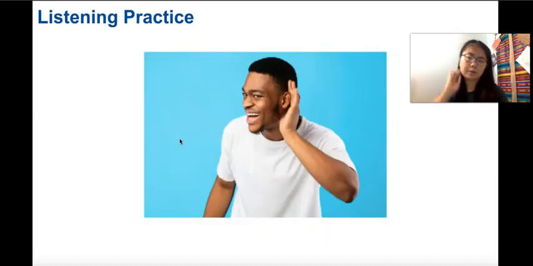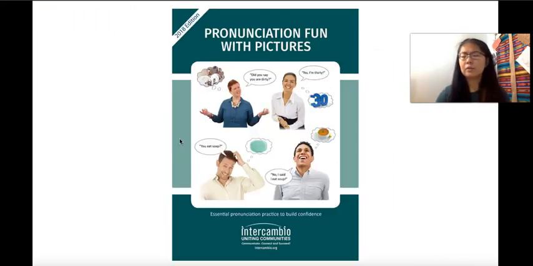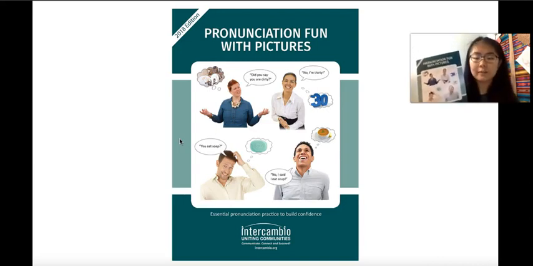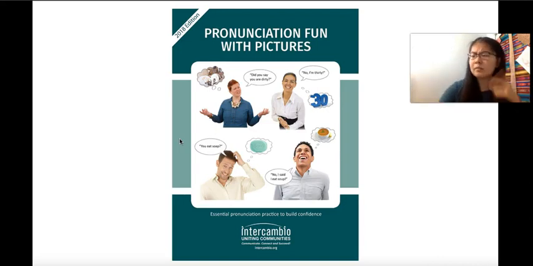We'll also go through listening practice. All right, I'll read some minimal pairs and sentences, and your job will be to listen for the different sounds. And we'll be pulling heavily from this Intercambio pronunciation fun with pictures book, but there are also a ton of free resources on the internet for you as well.